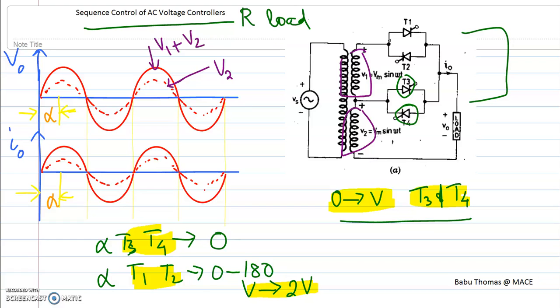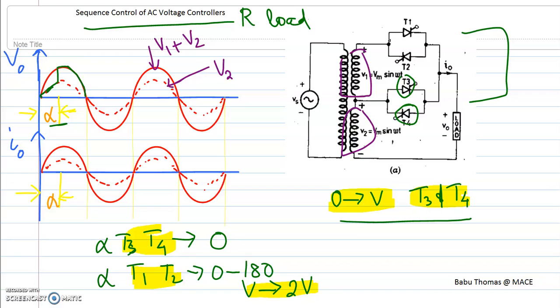Now the thyristor pair T3 and T4 is always on, that is alpha equal to 0. Therefore the waveform corresponding to V2 will be coming across the load till this point, and at the point alpha I am going to trigger the thyristor T1. So the voltage goes up to the V1 plus V2 value. It will continue to conduct and the output voltage will be coming across the load.